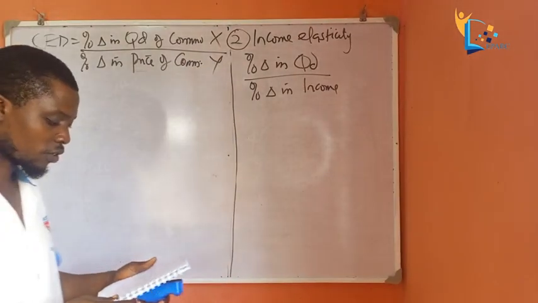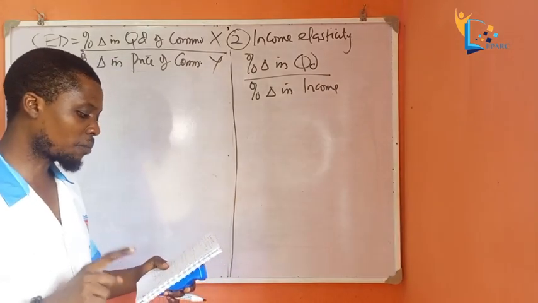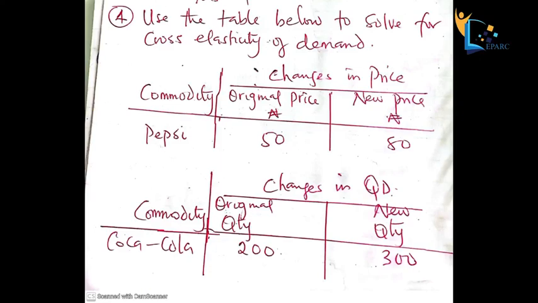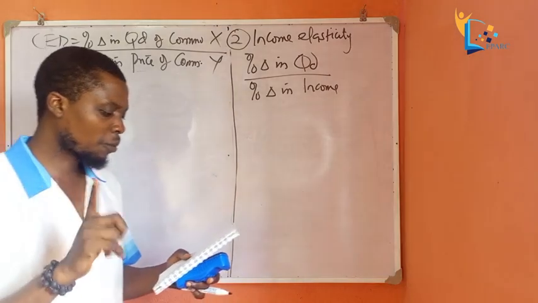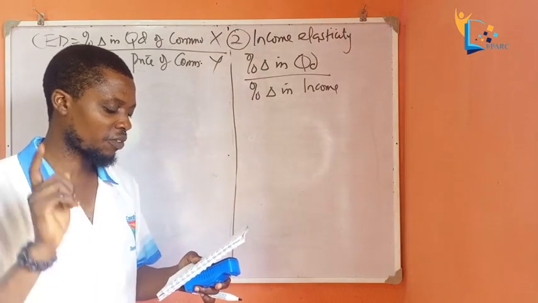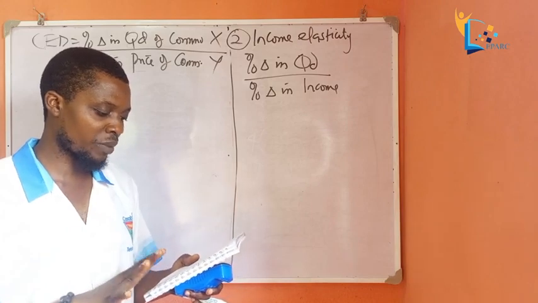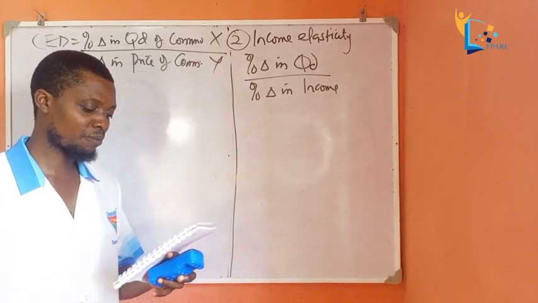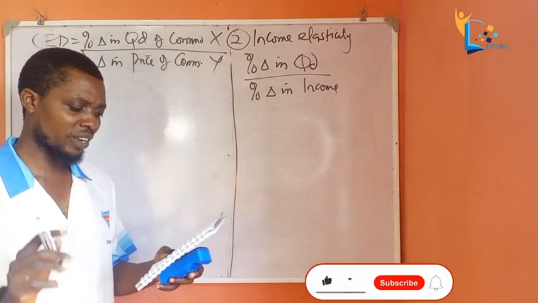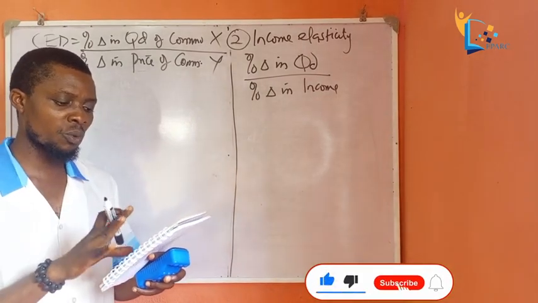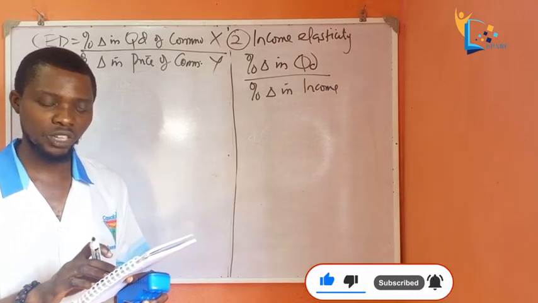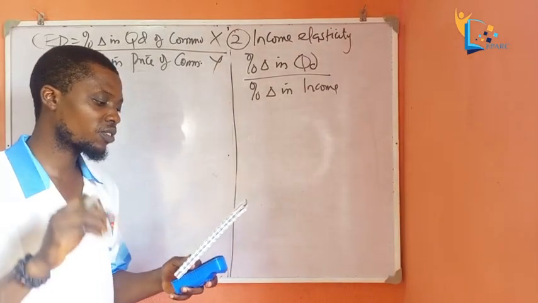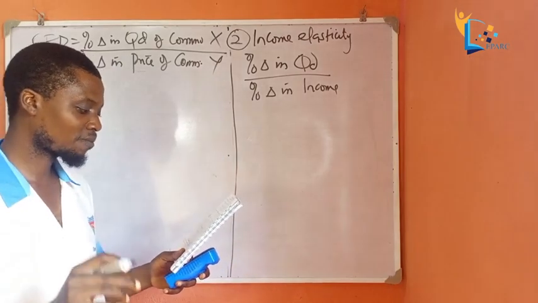So let's solve a question to understand that. Now, use the table below. I'm going to share this question so that you see it. Use the table below to solve for cross elasticity of demand. Now, this is a table, it's here with me, I will not be able to write it on the board. Are we together? Okay, because of our time, I'm going to be working with the details I have here. So, number 4, use the table below to solve for cross elasticity of demand.